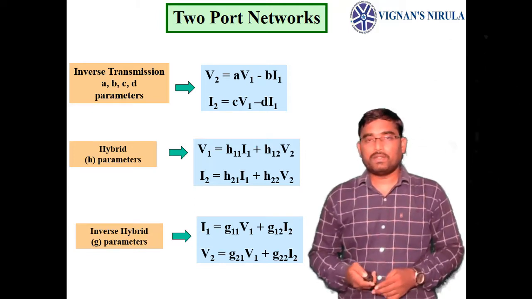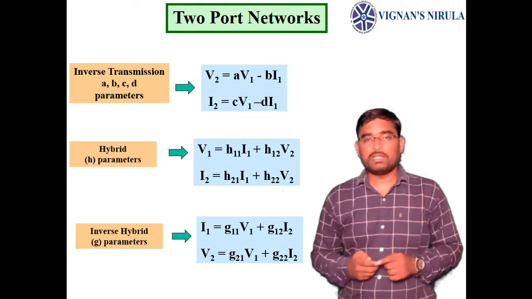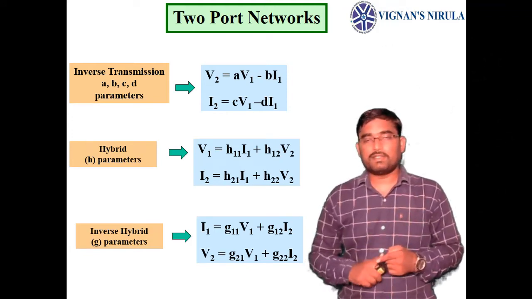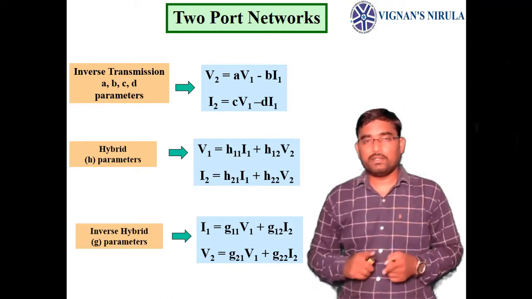So these are all six sets of parameters, in which Z and Y are reciprocal to each other, transmission and inverse transmission are reciprocal to each other, and H and G are reciprocal to each other.